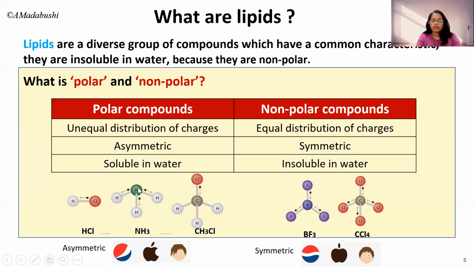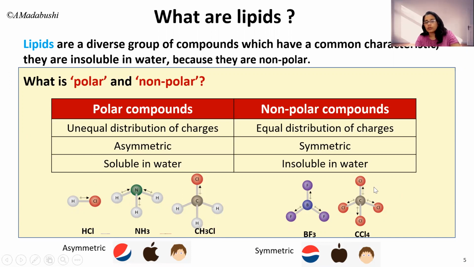Similarly, with ammonia, when there is N with 3H, you can see that all of them are trying to give to N. That means that these three are different from N. And so there is a lack of symmetry. And in the last one, when there is methyl chloride, you can see that there are 3H and Cl. And that's what makes it asymmetric. So you can see that difference.